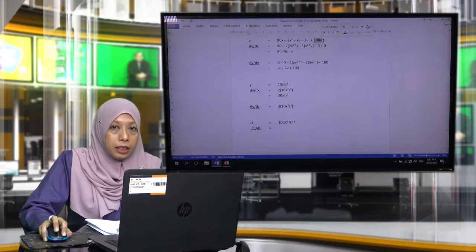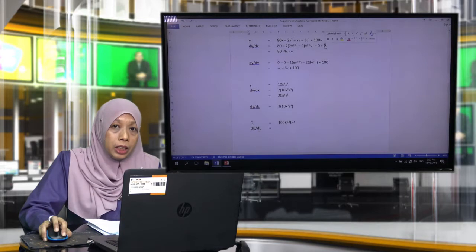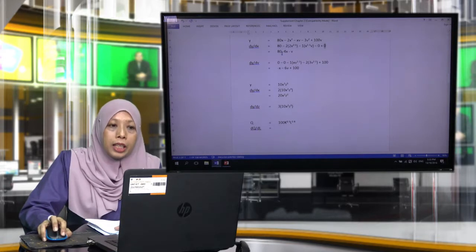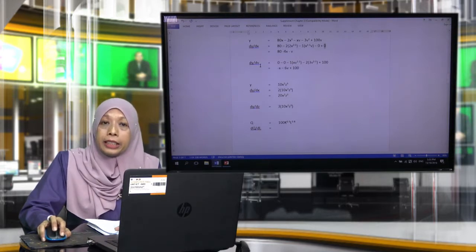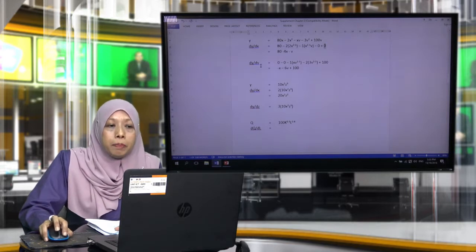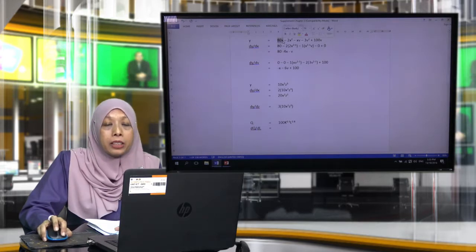Remember, 3 is a number, but v is also a number because we are differentiating with respect to x. So if you differentiate a number, you're going to end up getting 0. The same goes with the last subfunction, which is 100v. They are both numbers. So if you differentiate this, you're going to get 0. So simplifying this term, you're going to end up getting 80 minus 4x minus v.